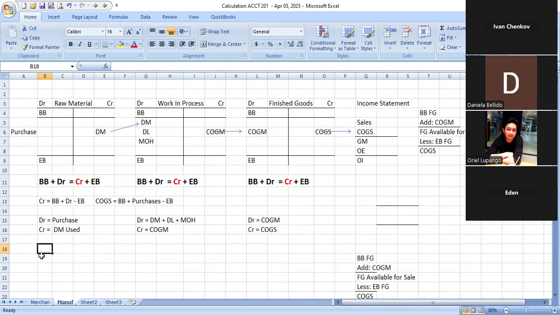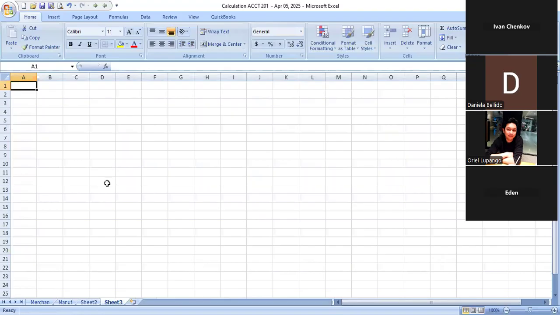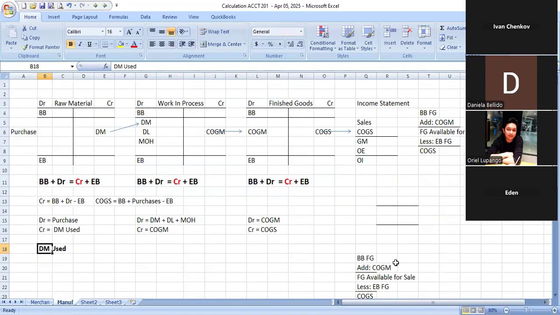How can I get my direct material used? Any suggestions? Having in mind this format here, how can I start? Give me some ideas. What will be my starting point? Beginning balance, of course. Beginning balance of the raw material account. Once I get that beginning balance of my raw material account, then what are we going to find out? How much is my purchase? I'm going to add my purchases.